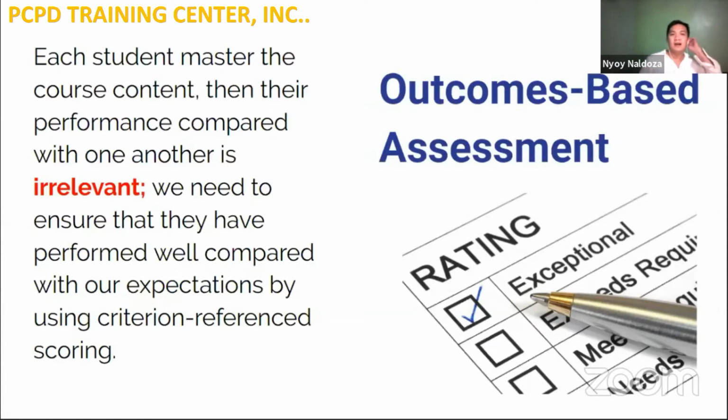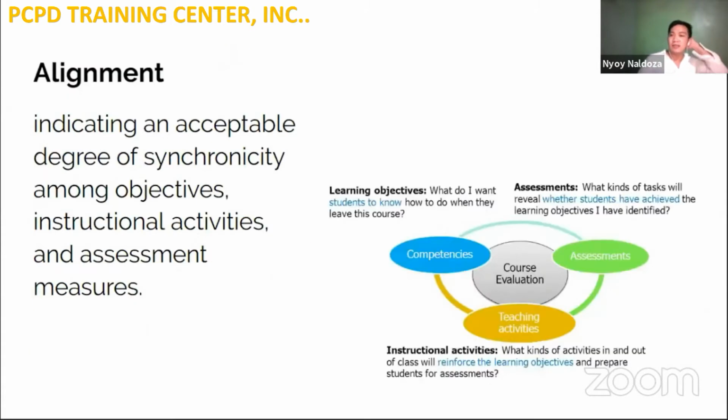Now, we can also say that one of the important features of outcomes-based assessment is alignment. Dealing with alignment, there are three, addressing its synchronicity. First one is the learning objectives, another one is the assessment, and the third one is the instructional activities. They are interdependent to one another.